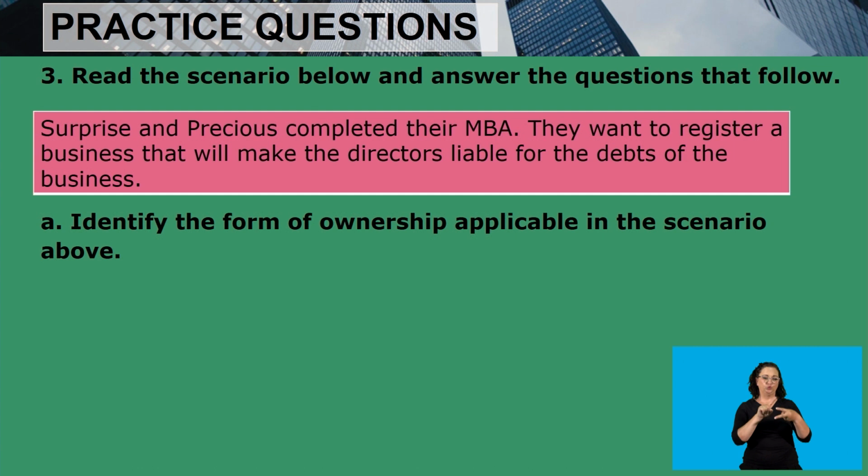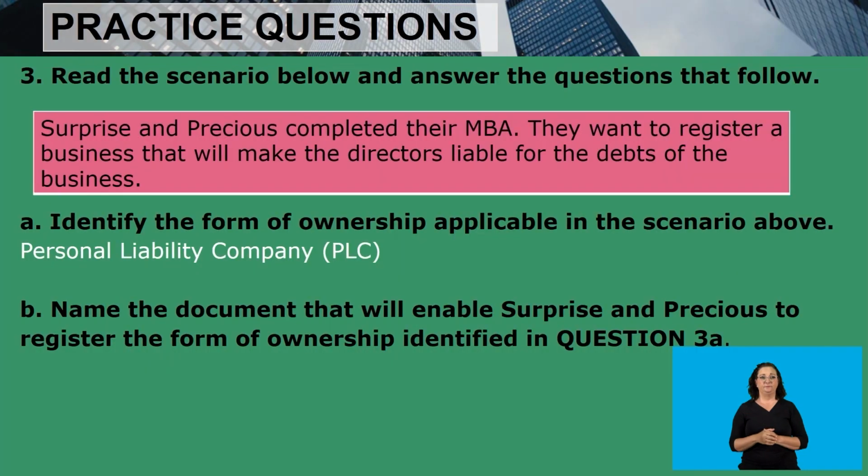So here are two people who have completed their MBA, so this is just information. They want to register a business that will make the directors liable for the debts of the business. So which form of ownership, learners, is applicable in this scenario? That is going to make the directors be liable for the debts of the business. So the correct answer here would be the personal liability company.